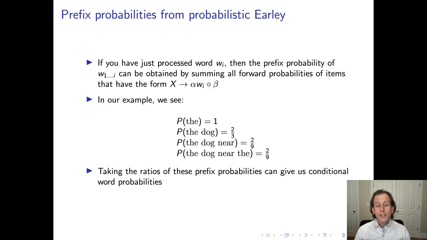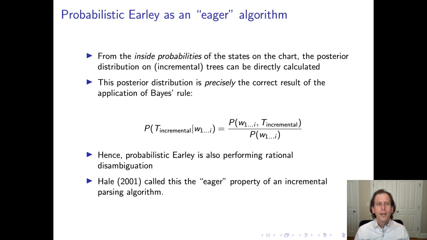And we could take the ratio of these prefix probabilities and get conditional word probabilities. So for example, the probability of "near" given "the dog" would be 2/9 divided by 2/3, or 1/3. And actually that will make sense because the probability of prepositional phrase goes to preposition noun phrase is 1/3. And so it reduces to the probability that a noun phrase would have a prepositional phrase modifier, which is exactly what should happen.